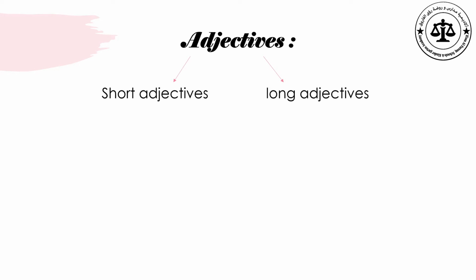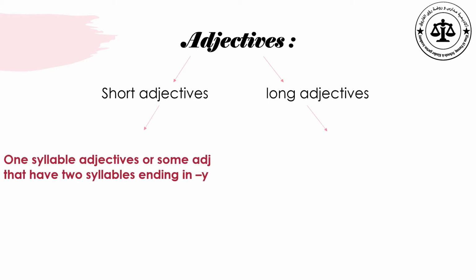Before talking about comparative and what we mean by it, let's know what the kinds of the adjectives are. Adjectives are divided in two kinds, short adjectives and long adjectives. What do we mean by them? Short adjectives are the adjectives that have one syllable, or adjectives that have two syllables ending in y. Not all adjectives, but some of them. Long adjectives means the adjectives that have more than one syllable.